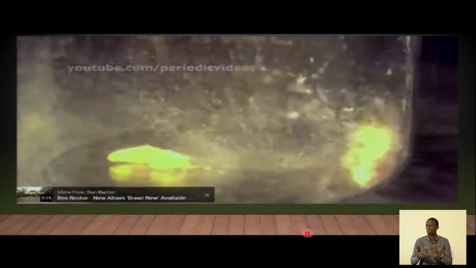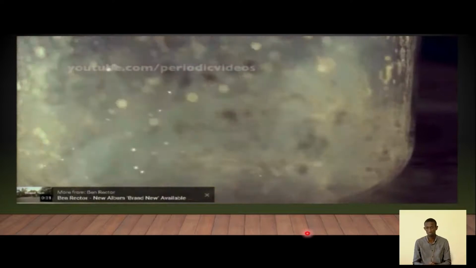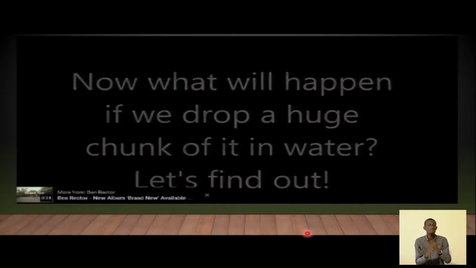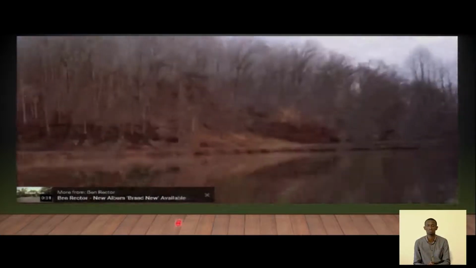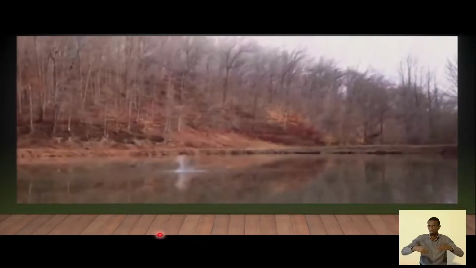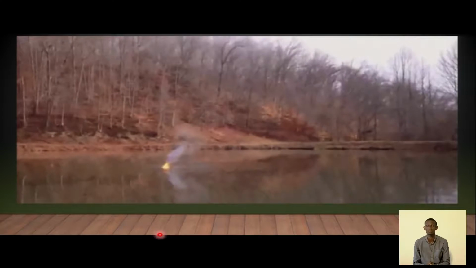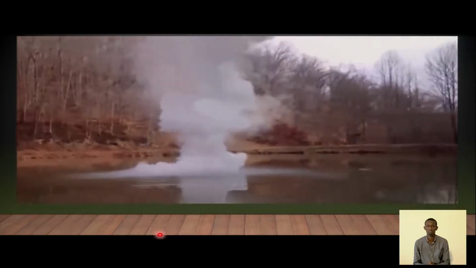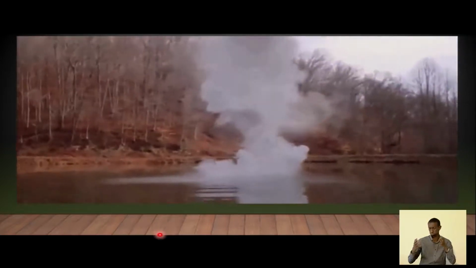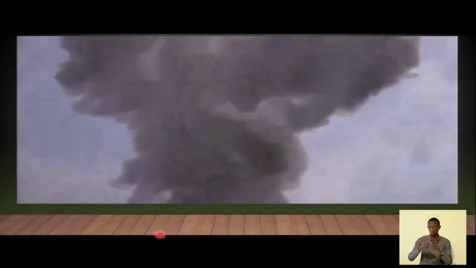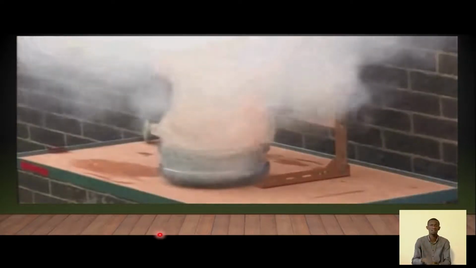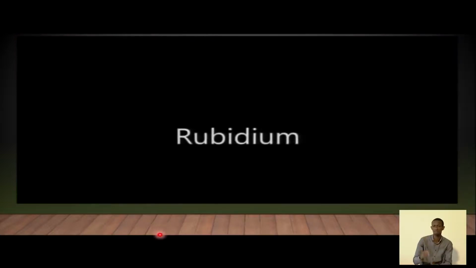But what I want you to see here is to identify how the reactivity varies as we move down the group. How does the reactivity vary as we move down the group? So if you put a very big piece of sodium in water, that is what will happen. And if we go to potassium, you will see what happens. Look, very fast. So the reaction is so fast. What do you realize? And here we have rubidium.